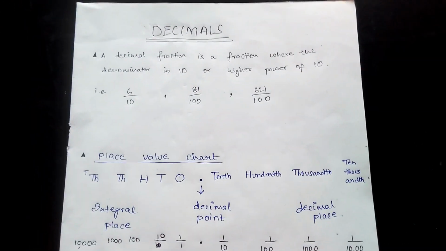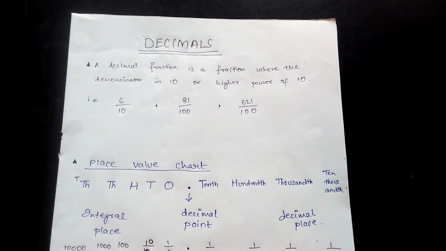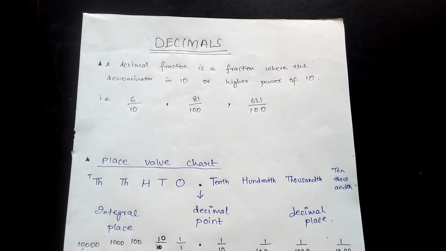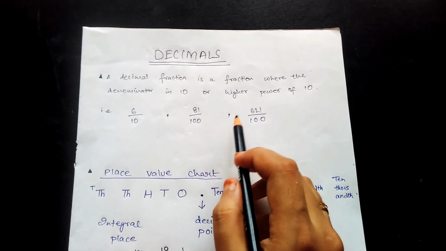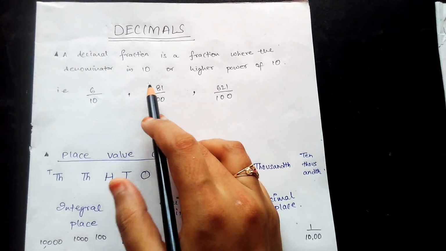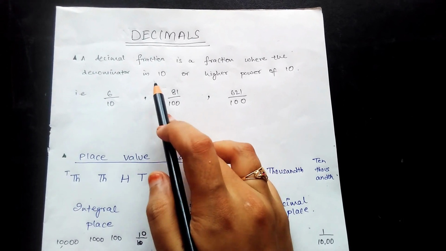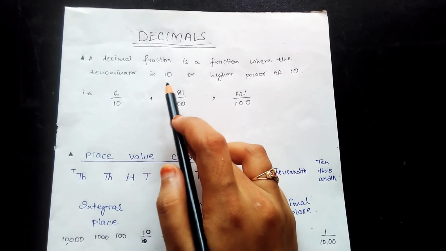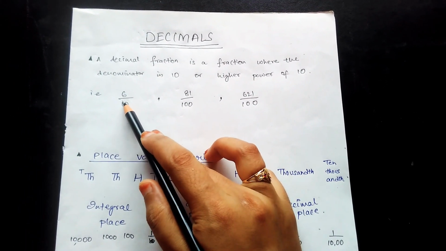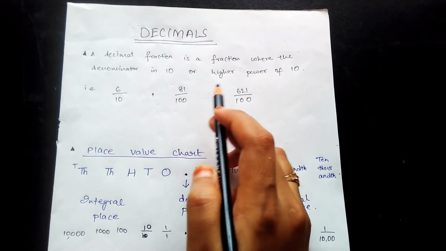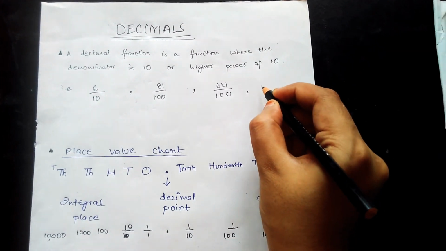Hello children, today I am going to start a new topic that is decimal. What is a decimal? A decimal is a fraction where the denominator is 10 or a higher power of 10. For example, decimals are such fractions which have 10 or the powers of 10. Example: 100 or 1000 or 10,000.